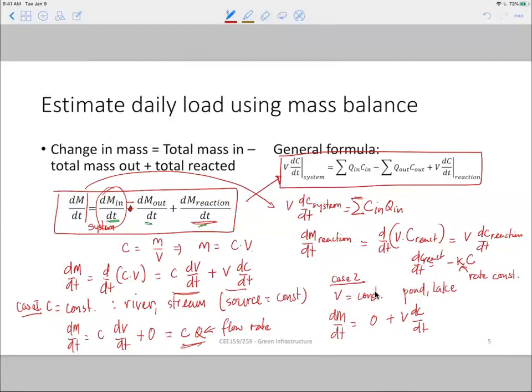Same thing for the output. We can write C out, Q out. Again, if you have multiple streams leaving the system, you can write it as a summation. The last term, which is here, you can write plus V times dC over dt due to reactions. That would be minus Kc.